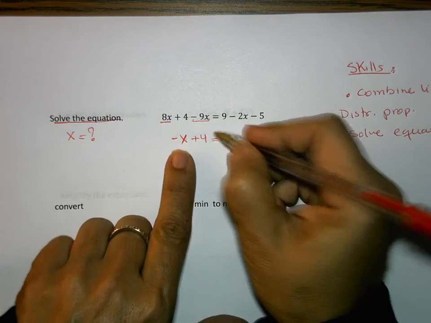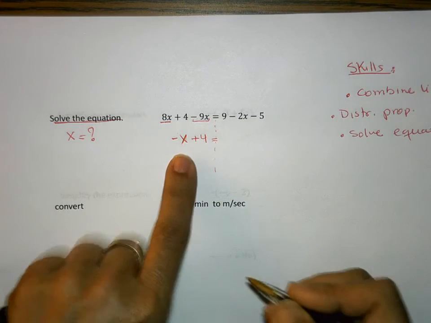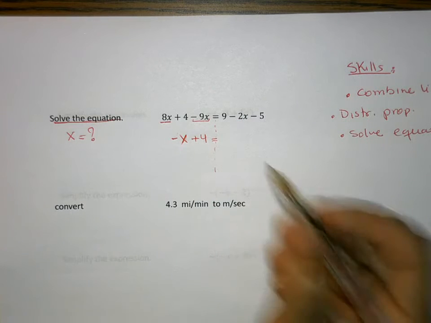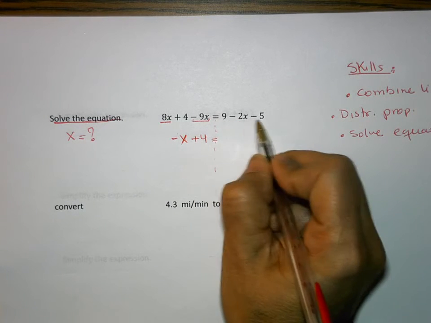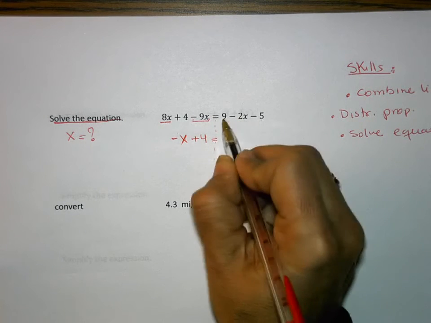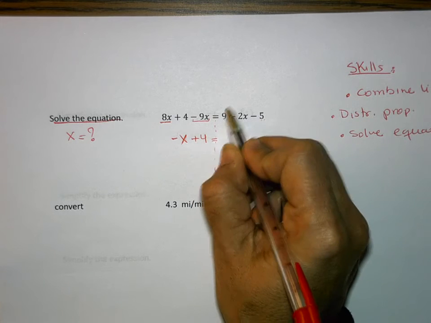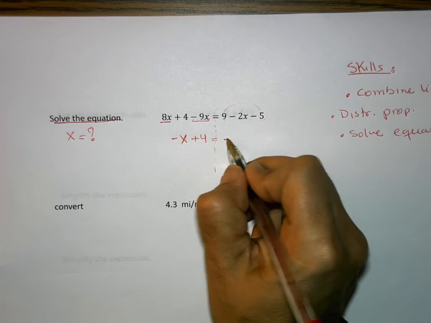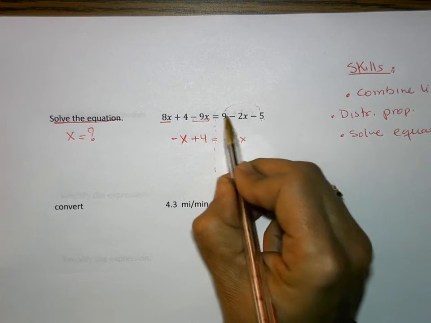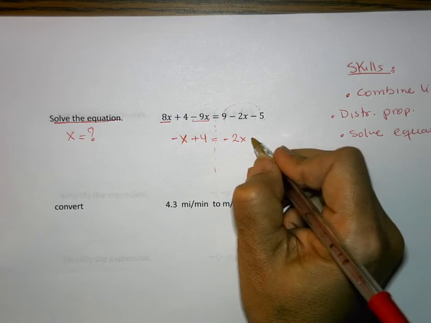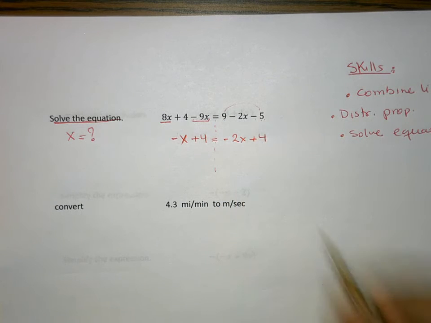So here's my left side. I'm going to keep it separated. On my right side, I have a 9 and a negative 5 that could be combined. I'm going to repeat my negative 2x, but 9 minus 5 is just a positive 4. Okay?